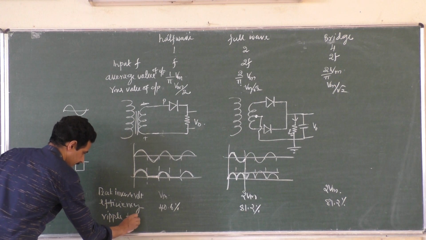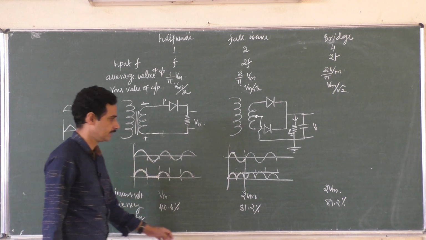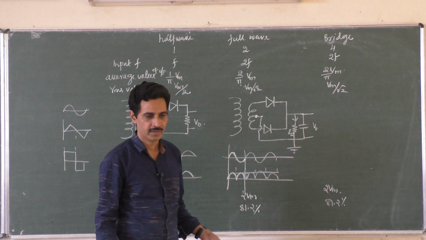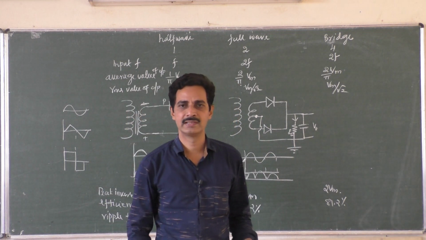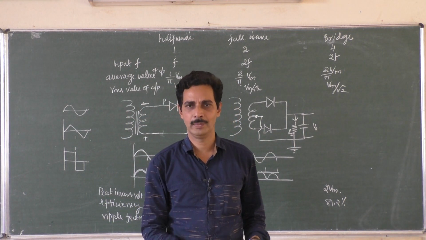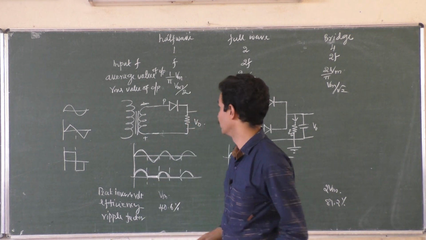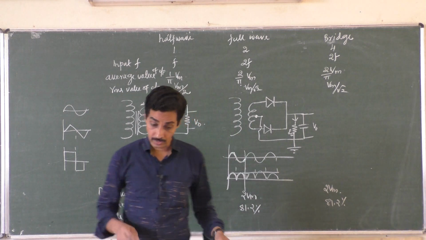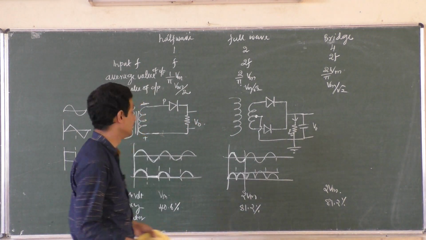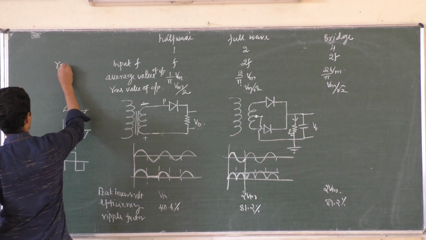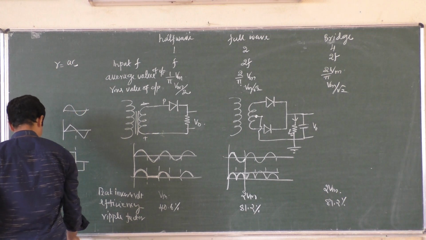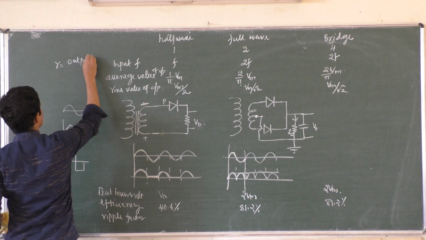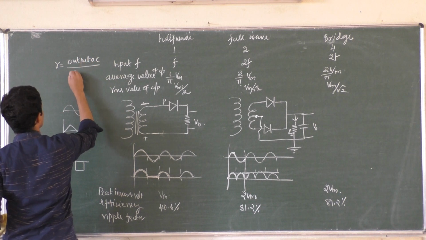Ripple factor. The job of a rectifier is to give DC output, but the output will not be perfect DC. There may be some AC components. So what is the output AC by the output DC? The ripple factor is the output AC by the output DC.